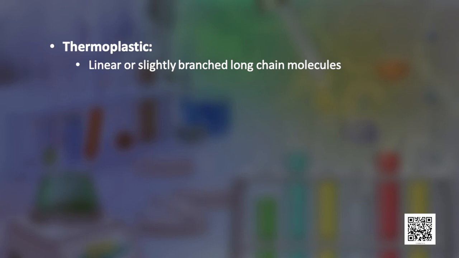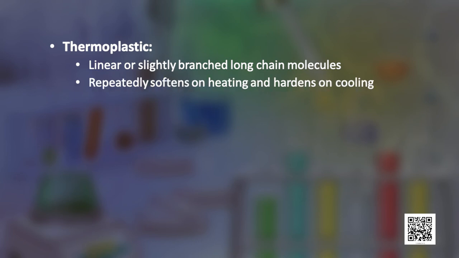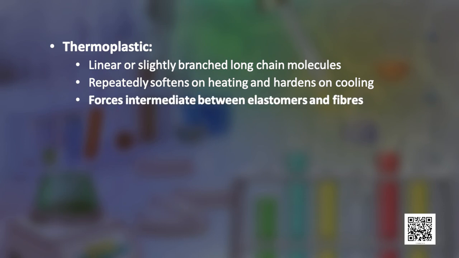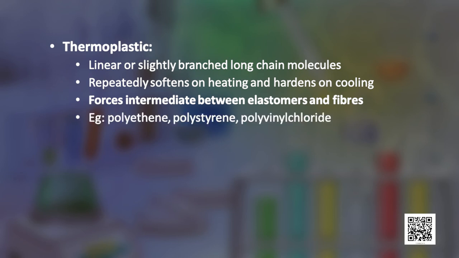Thermoplastic polymers are the linear or slightly branched long chain molecules capable of repeatedly softening on heating and hardening on cooling. These polymers possess intermolecular forces intermediate between elastomers and fibers. Some common examples are polythene, polystyrene and polyvinyl chloride.